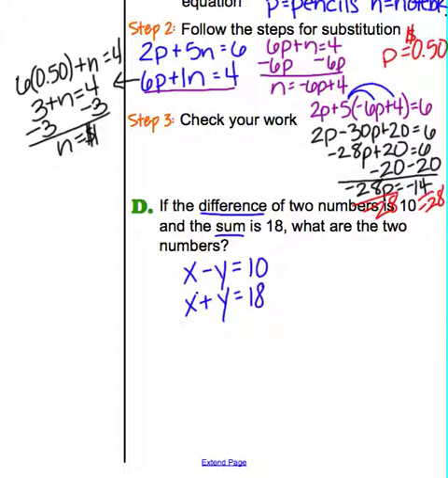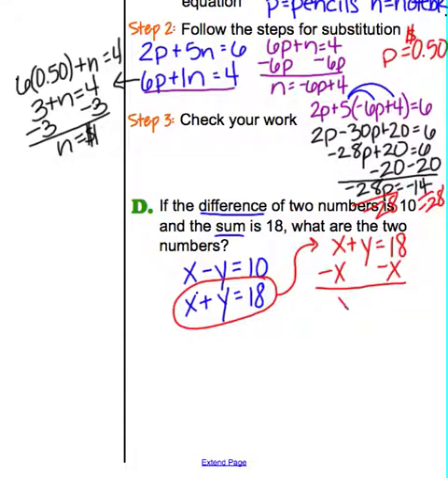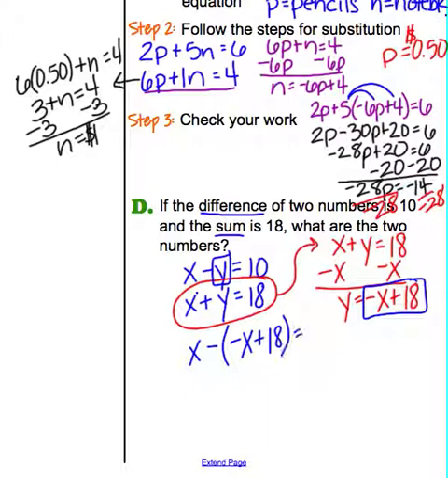So I'm going to start with this equation here and solve it for y. So I'm going to take x plus y equal to 18, and I'm going to subtract x, giving me y is equal to negative x plus 18. And then I will take this and we'll box it in. And that boxing in, we're going to put into the other equation. So we've got x minus a negative x plus 18 equal to 10.